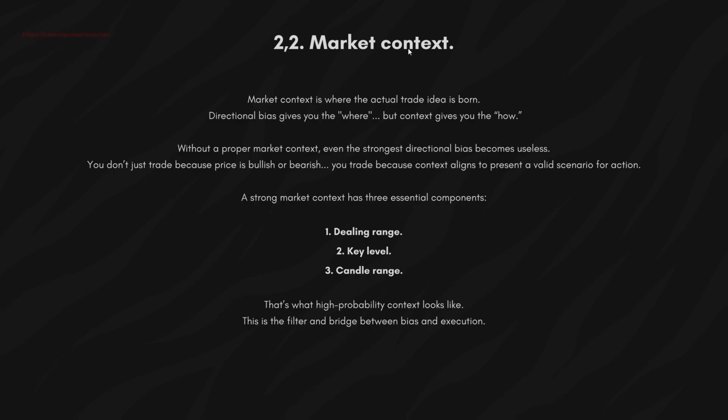But now within this component, we will be doing the exact same thing as we did in the narrative part, but we will also be adding a candle range there, and that whole context will be used to frame an execution or frame a trade on the lower time frame in a logical manner. The reason a proper market context is so important is because without it, even the strongest directional bias becomes useless. So not only will you be establishing a context on the higher time frames, but you will also be repeating the same process on the intermediate time frame and establishing a context there as well.